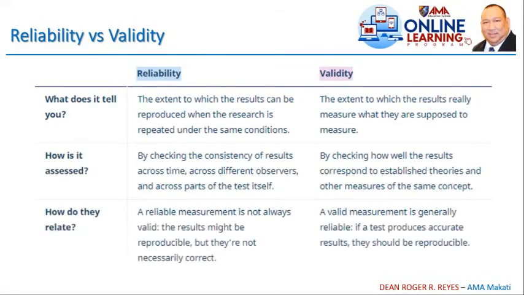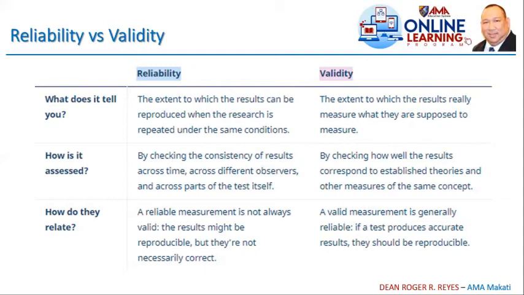So let's look at the reliability and validity. What does it tell you? For reliability, it tells you the extent to which the results can be reproduced when the research is repeated under the same condition. So reliable ang question. Validity, the extent to which the results really measure what they are supposed to measure. So, valid ba ang question? Does it address the topic?